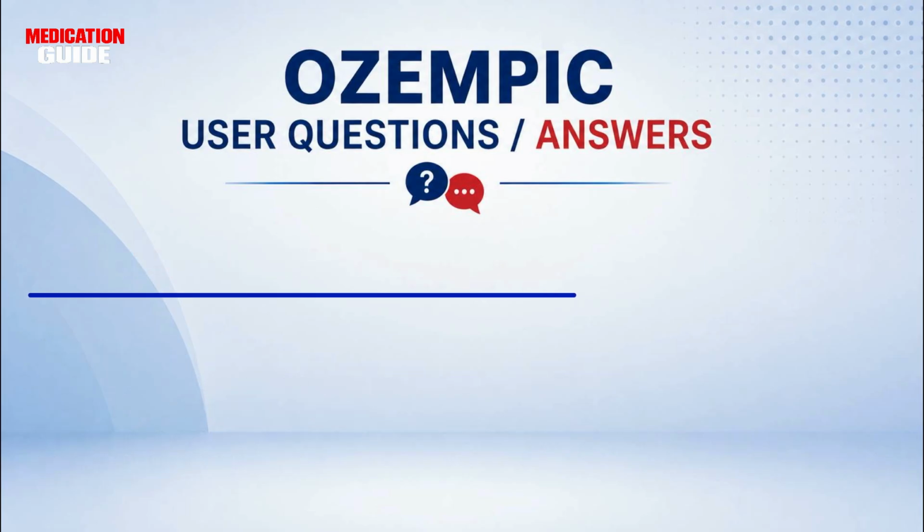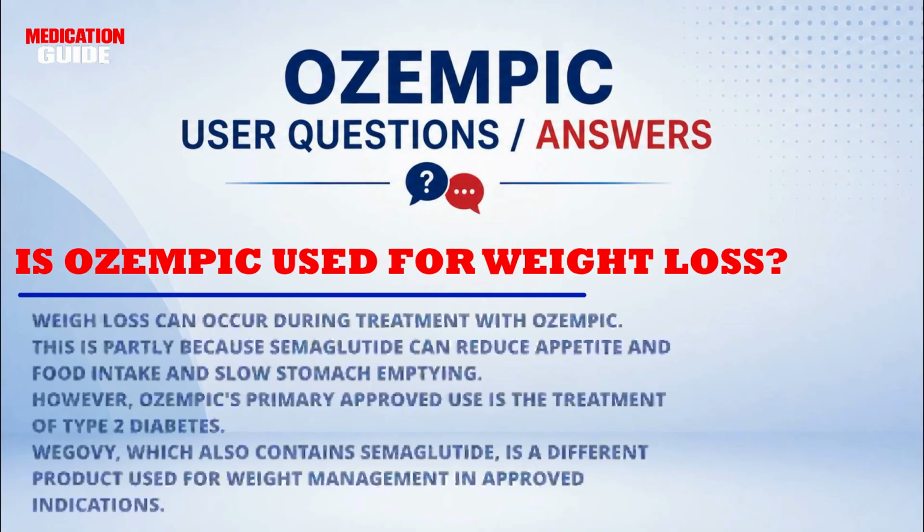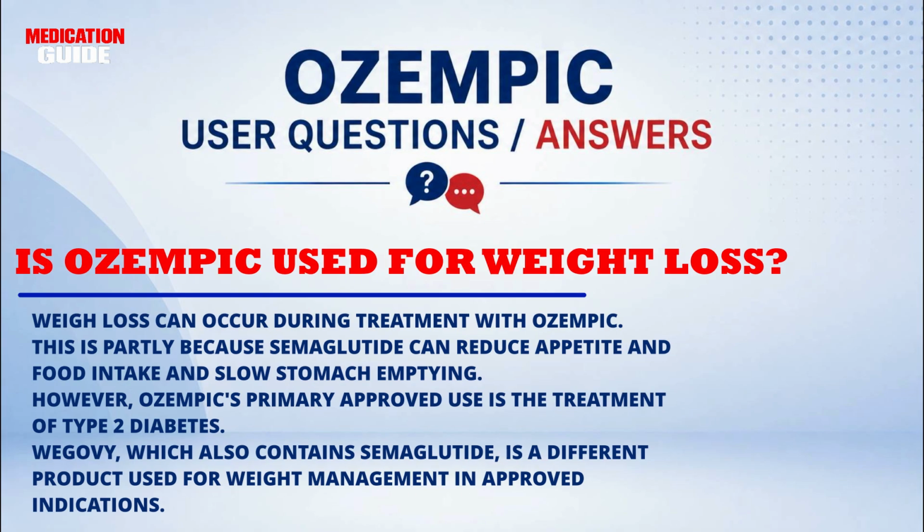Is Ozempic used for weight loss? Weight loss can occur during treatment with Ozempic. This is partly because semaglutide can reduce appetite and food intake and slow stomach emptying. However, Ozempic's primary approved use is the treatment of type 2 diabetes. Wegovy, which also contains semaglutide, is a different product used for weight management in approved indications.